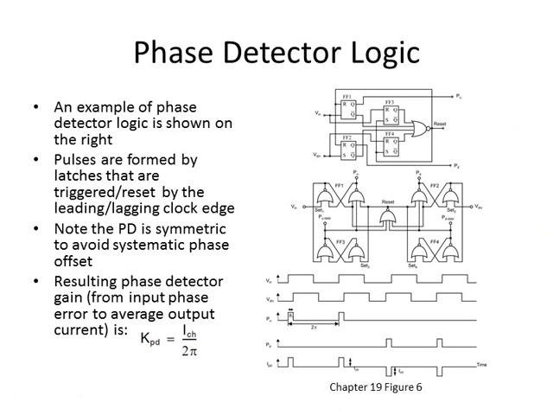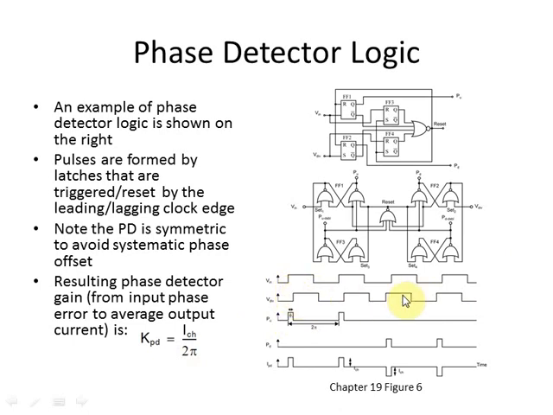Here's an example of some detector logic. I'm not going to go through the details of how the logic works, but just to show that it's not particularly complicated, it comprises a couple of latches connected properly. You can understand the operation most easily by looking at the logic waveforms here. When Vin leads the output divided clock, we get these pulses coming out of the output PU, which stands for pull up. These pulses on the signal PU are going to, through the loop filter, raise the control voltage and therefore try and speed up the divided clock, to bring it into phase alignment with the reference.